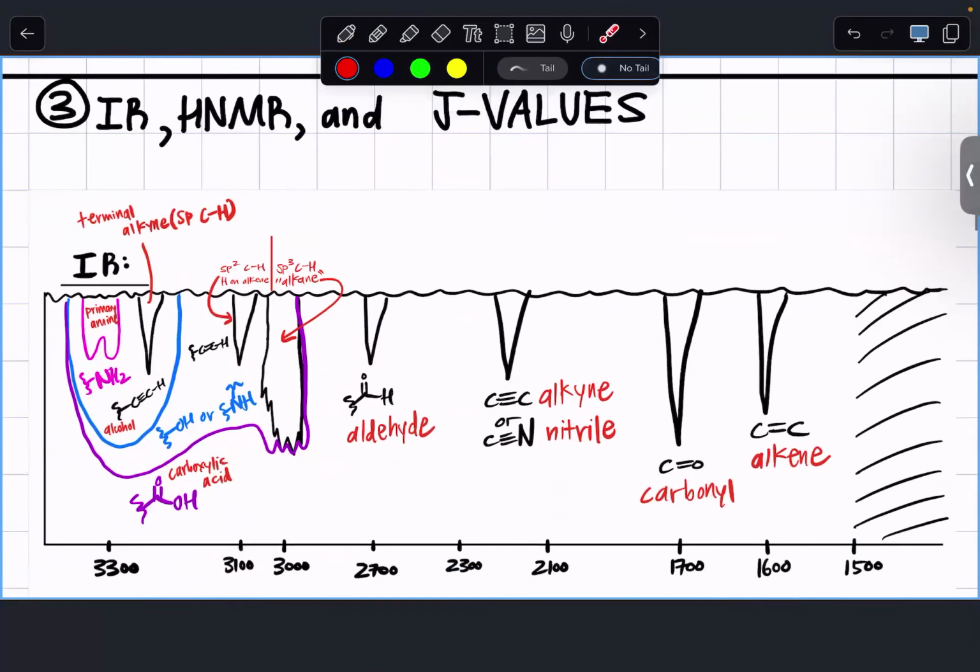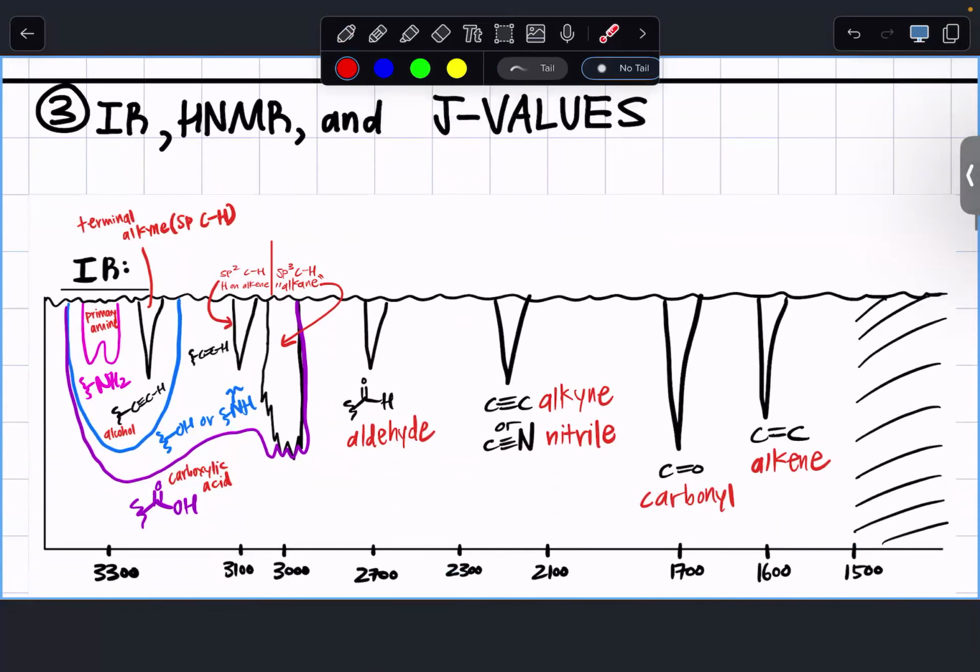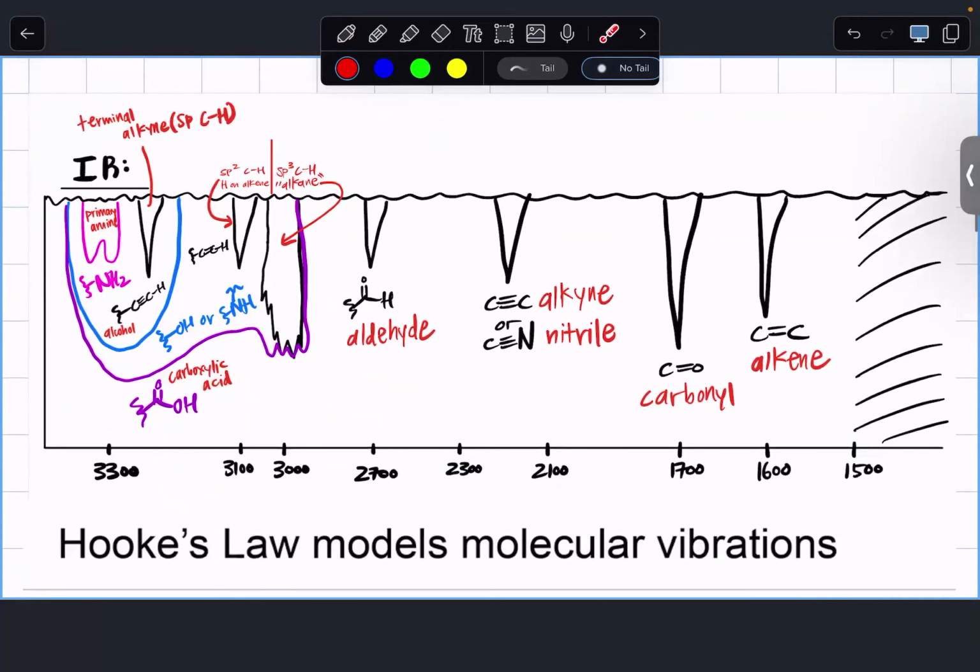So let's go over spectroscopy: IR, H NMR, and the new thing, J values. This chart here tells you the important peaks on the IR. Below 1500, that's the fingerprint region. Ignore that. At 1600, the sharp peak there is an alkene. Pascal doesn't allow a note card on his exam, so this is just a memorization thing. It's not like last quarter where you have a note card and just look at it. Now you actually have to know where it is and what it represents.